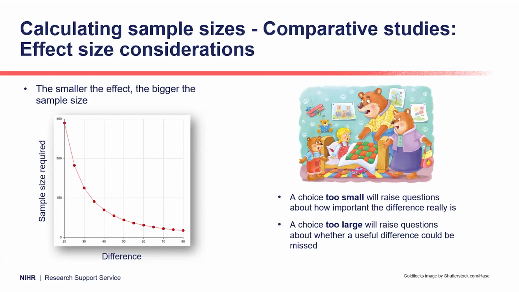So the nice little cartoon here is about Goldilocks and the 3 bears and about the effect size being just the right size, not too small or not too large. And if you know the story of Goldilocks, you'll know that Goldilocks was always looking for things that were the right size for her.